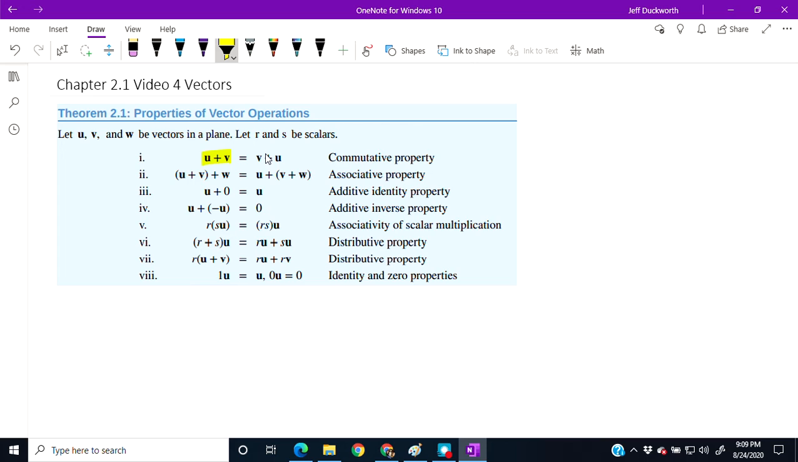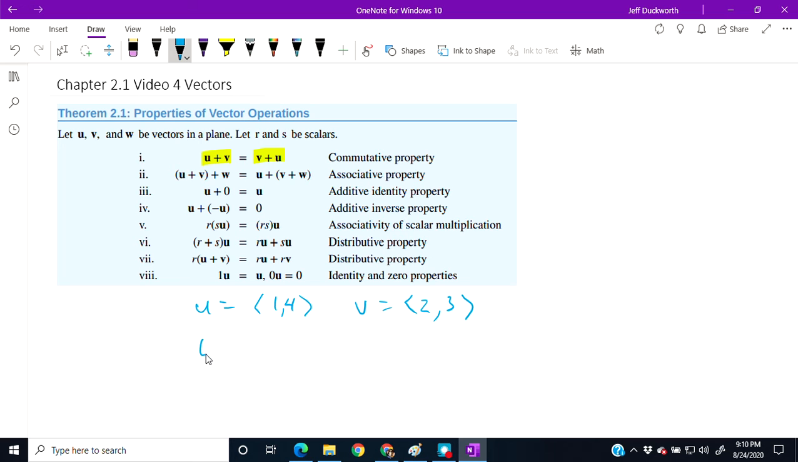So we've got three vectors, u, v, and w. u plus v is going to be the same thing as v plus u. There's going to be no problems with that. And as an example, let u equal 1, 4, and let v equal 2, 3.